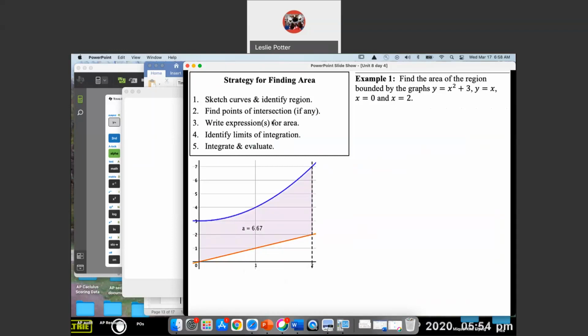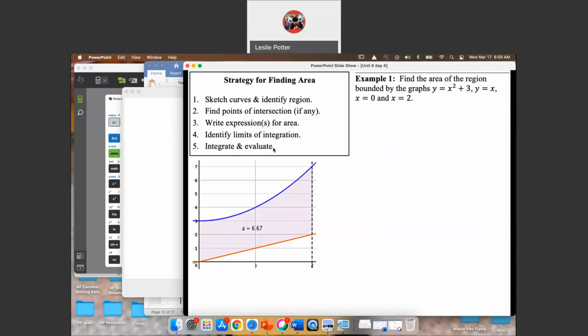So we need to write expressions for the area, and then we have to identify the limits of integration, integrate and evaluate. So the area then is going to be this top curve minus the bottom curve. So I look at this and I think of parabola minus line. So there's my parabola, there's my line, and so it looks like that, top curve minus bottom curve. Identify your limits of integration. So in this case, I'm going to go from 0 to 2, parabola minus line, and then we can go ahead and integrate and evaluate.